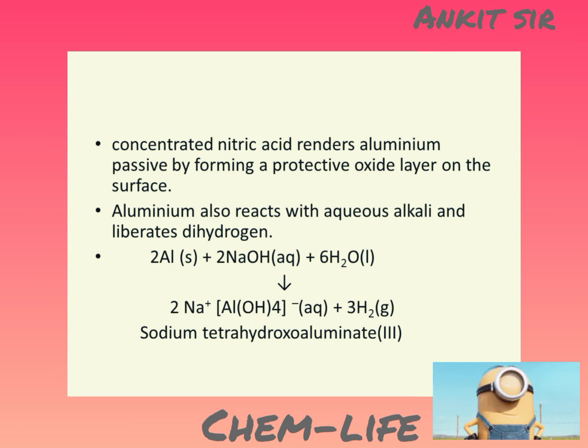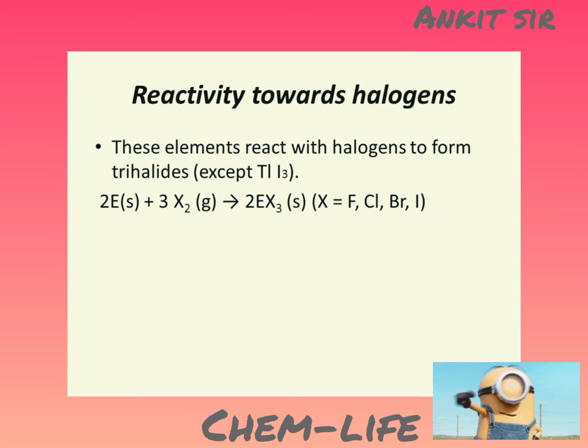Reactivity towards halogen. These elements react with halogens to form trihalides, except thallium. Thallium does not form a trihalide. We can say 2E plus 3X2 gives you 2EX3, where X is fluorine, chlorine, bromine, iodine, whatever it is. But thallium does not form trihalides. As you know, AlCl3 is aluminium trichloride, and boron BCl3 is boron trichloride.